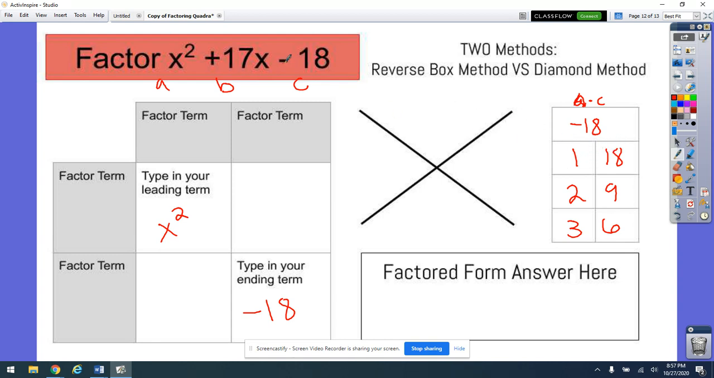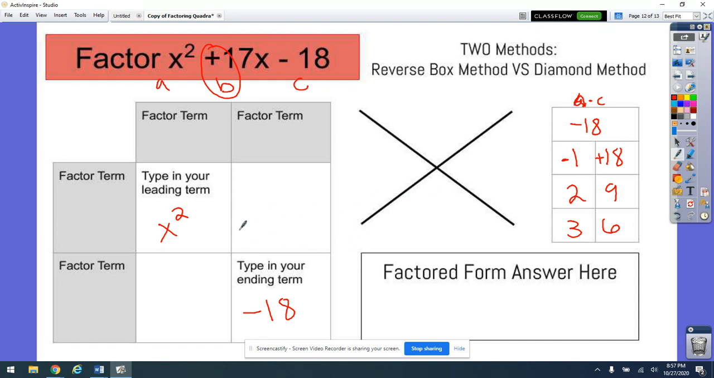But how do I get a negative sign and a positive here? Well, what happens is the sign of this b number has to be for whatever that bigger number is. So out of these two, this is my bigger number. So that's going to be positive, that's going to be negative. Okay, so this is how it works. If I do 18 minus 1, I get my 17 here.